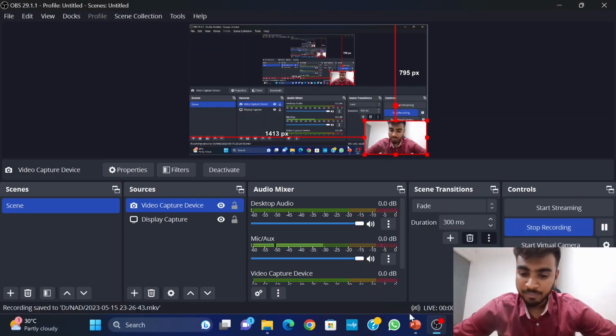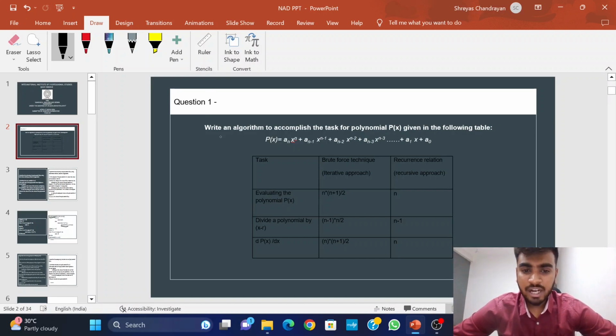Let's see our first question. In the given question, we have to write an algorithm to accomplish the task for polynomial P(x) given in the following table, where P(x) equals a_n x^n plus a_(n-1) x^(n-1) plus a_(n-2) x^(n-2) plus a_(n-3) x^(n-3) and so on, plus a_1 x plus a_0. We have to perform three different tasks: evaluating polynomial P(x), dividing a polynomial P(x) by x minus r, and finding the derivative of polynomial P(x), for the iterative approach and the recursive approach.